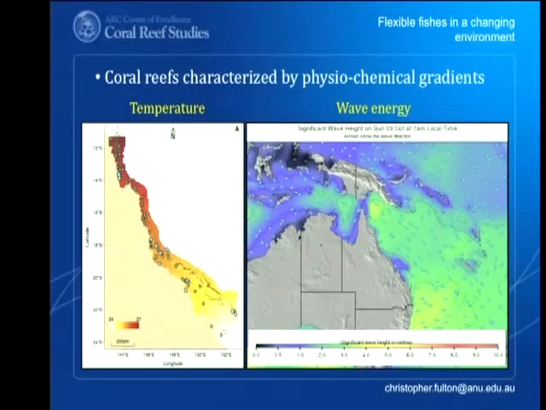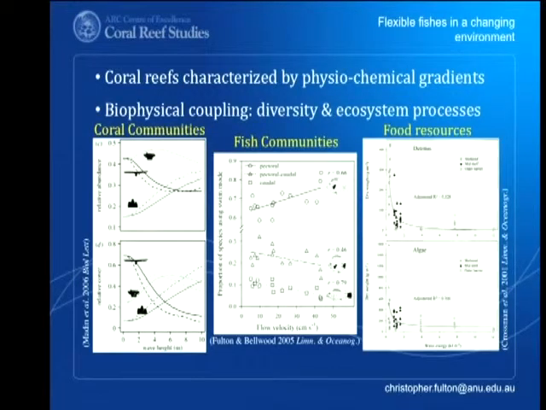And we're now under this concern about climate change. We're developing more and more ways of measuring these gradients. We're getting more sophisticated. And in particular, we're using a lot of remote sensing to upscale our understanding and measurement of these gradients. Now, the interesting thing for me is that these gradients are often associated with some aspect of diversity or an ecosystem process in a phenomenon known as biophysical coupling, which is where you look at some aspect of the ecosystem and it will change according to the change in that physical parameter.